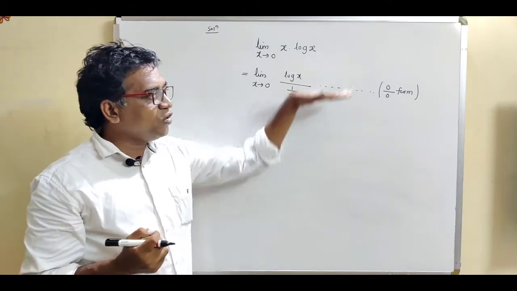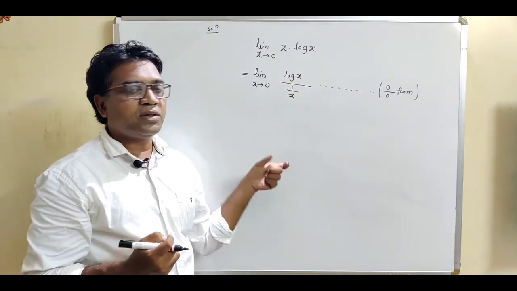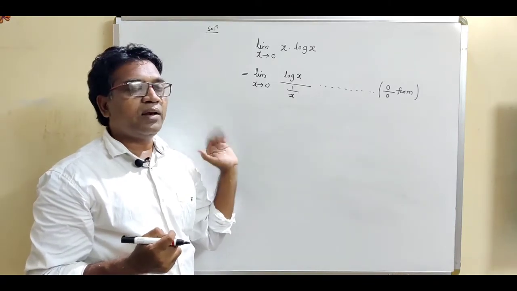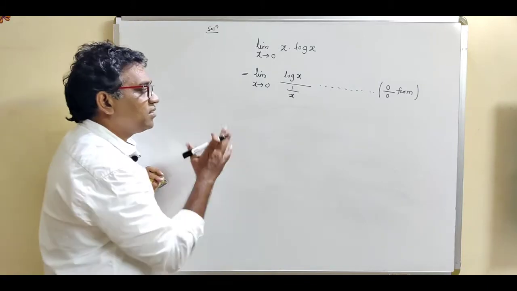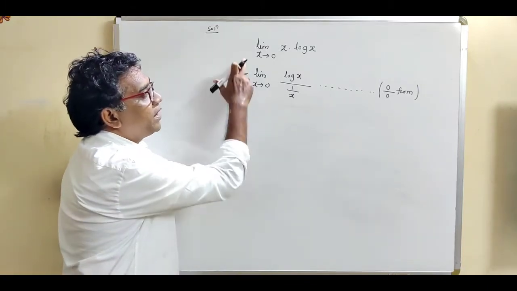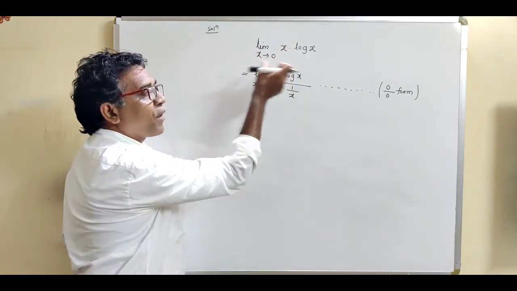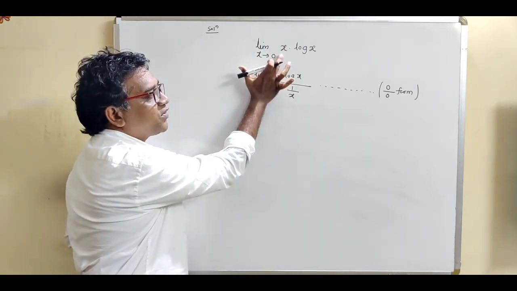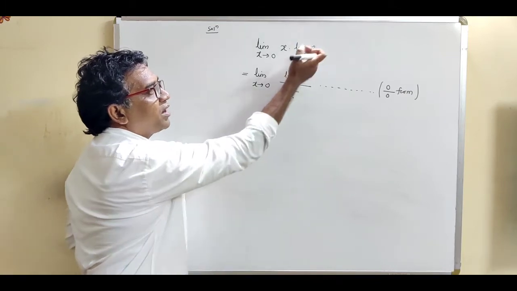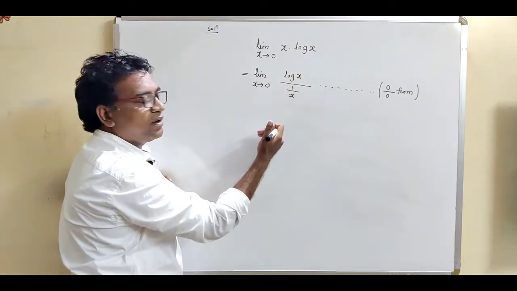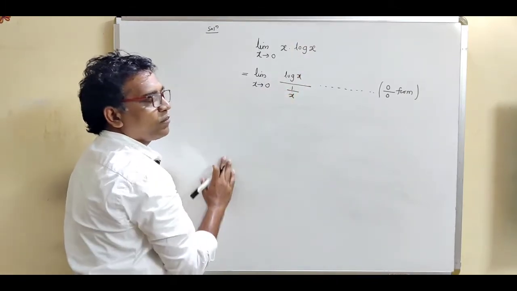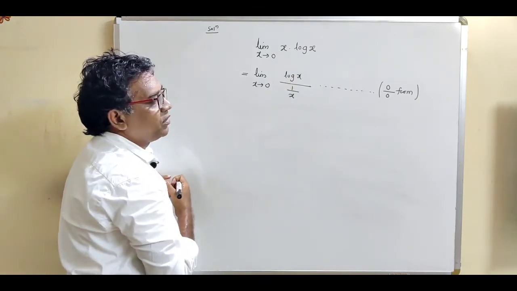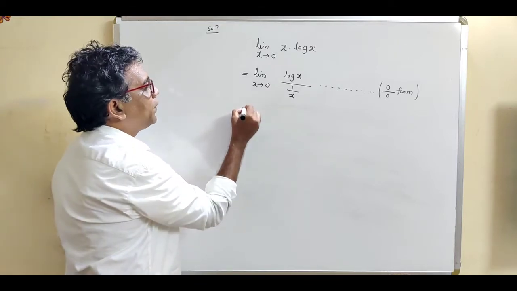So if the form is 0 by 0 or infinity upon infinity, then we can directly apply the L'Hopital rule. So see, this is the method. If the limit form contains some product, then what is the method? Either transform the first term in the denominator, or transform the second term in the denominator so as to get the division form, which is the proper form. So we can now apply the L'Hopital rule.